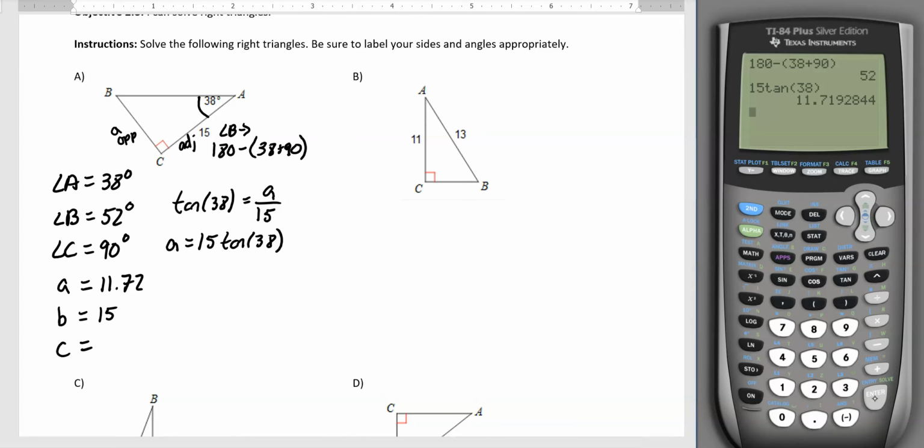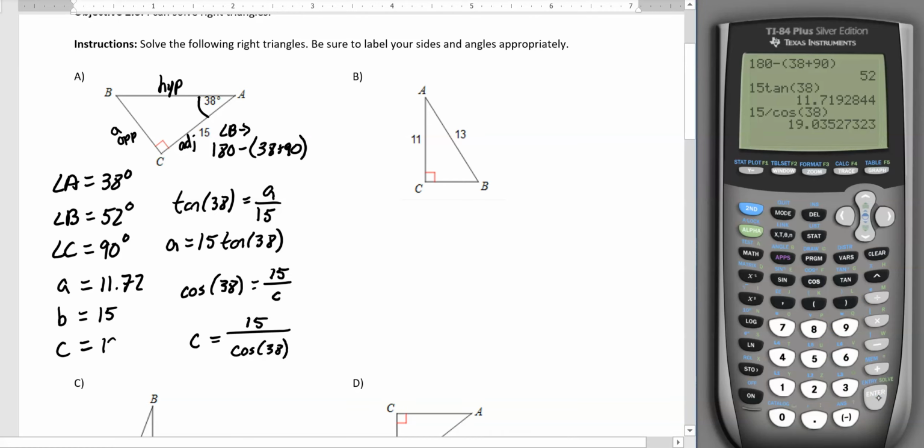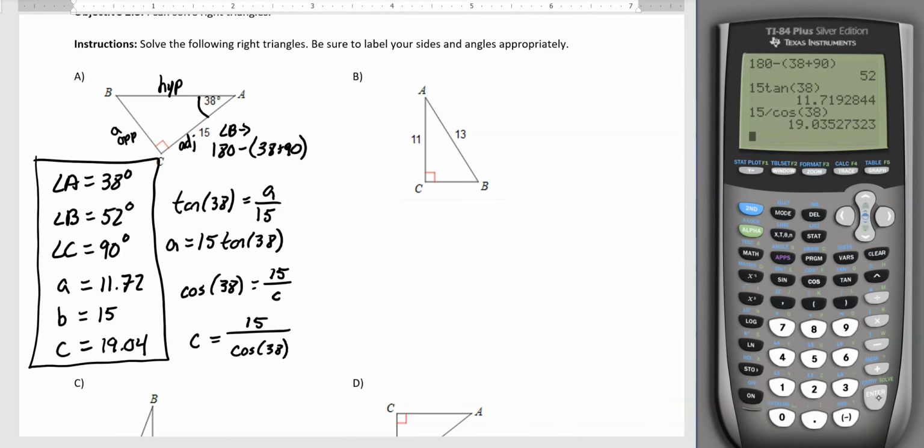Now to find side C, that's the hypotenuse. So we're dealing with the adjacent and the hypotenuse. Adjacent, hypotenuse, that would be cosine. So I would say the cosine of 38 degrees equals my adjacent, 15, over my hypotenuse, which is side C. That tells me that C will equal 15 divided by the cosine of 38. In my calculator, 15 divided by the cosine of 38, and that is 19.04. And there we go. We have solved our triangle ABC.